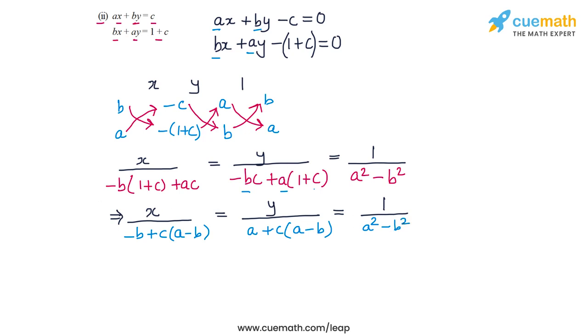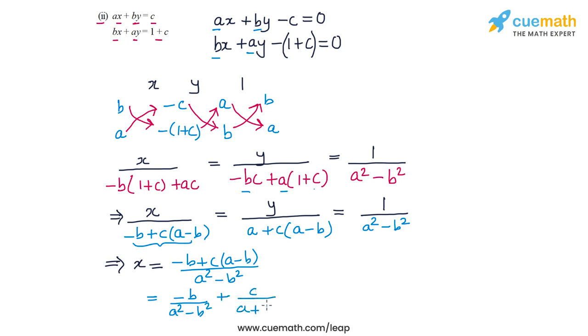So from here I can now write the values of x and y. So x is equal to this expression, minus b plus c times a minus b by a square minus b square, and if you want you can write this as minus b by a square minus b square plus c by a plus b. So basically the term a minus b here can divide a square minus b square and leave a plus b.